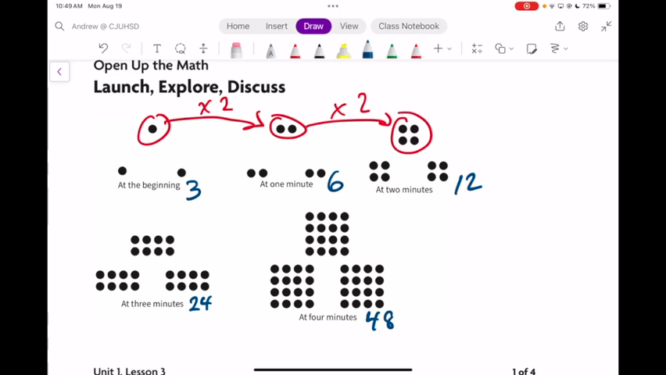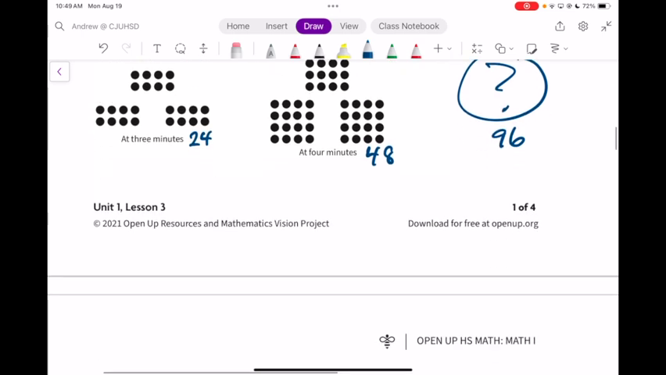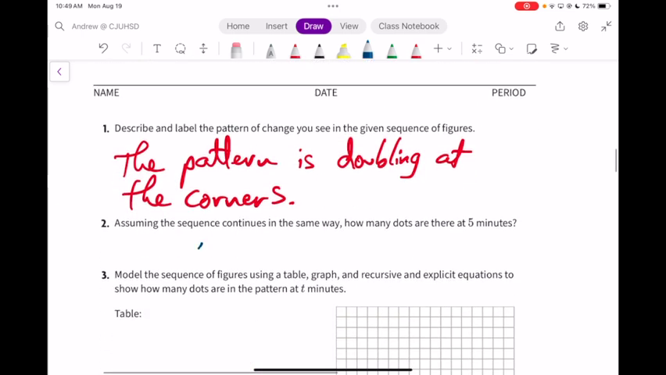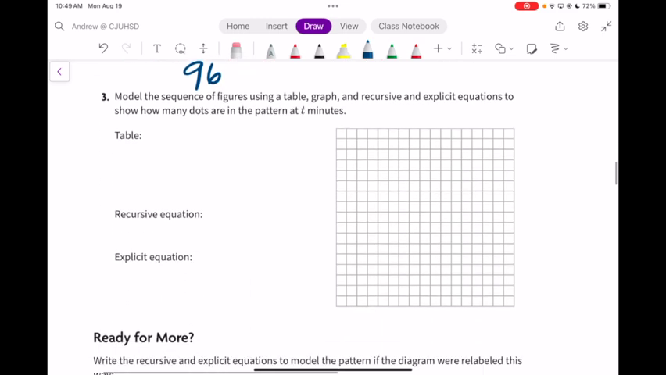So what about this next figure over here? Well, that's what the next question asks you. And if we're doubling, double 48 is 96. So there was 96 here at 5 minutes. Now, when we model this, when we use our tools, our tables, our graphs, our equations, we can really get some insight into how this thing is building.